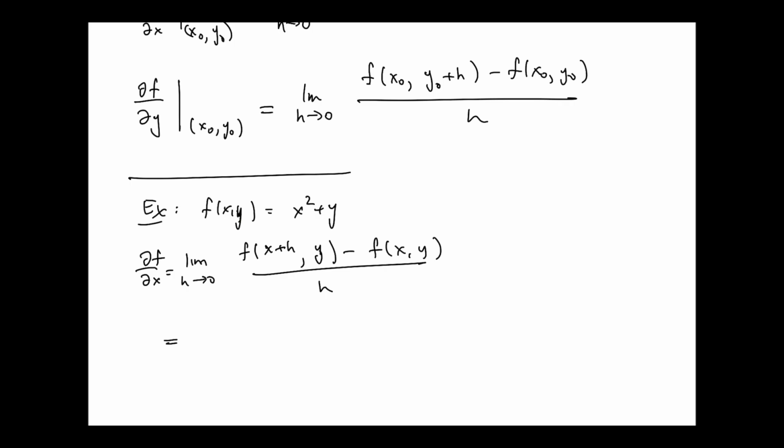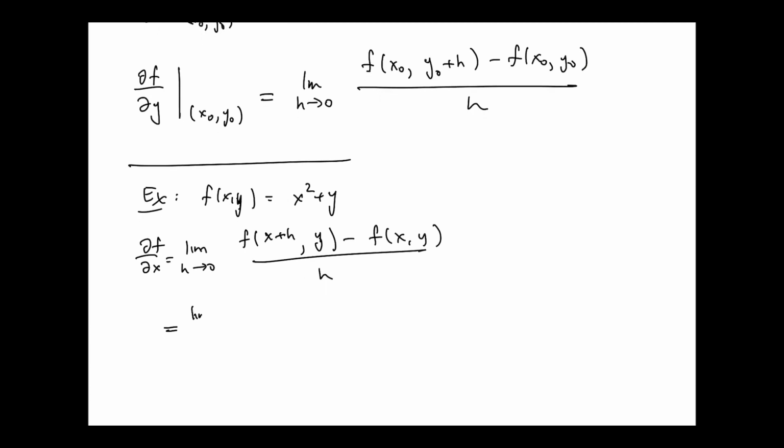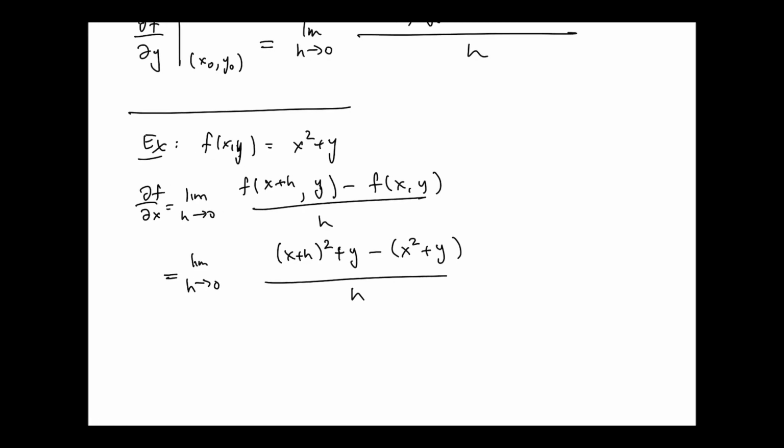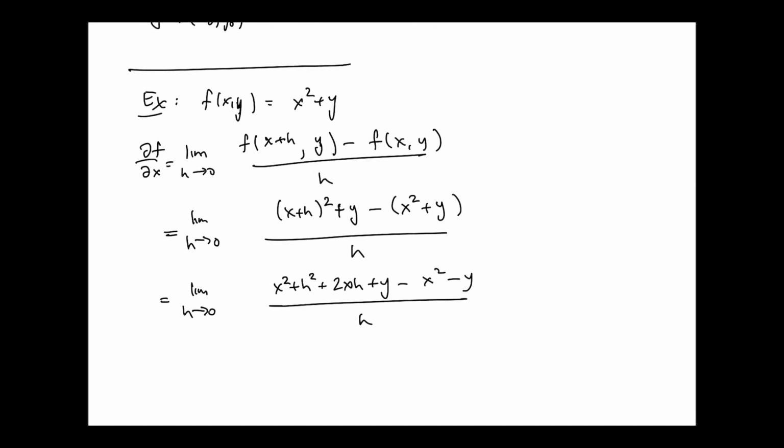All right, so what is f of x plus h comma y? Well, it would be x plus h squared plus y minus x squared plus y, all over h. And if I FOIL this out, that looks familiar. Yeah, just foiling. Does that make sense?